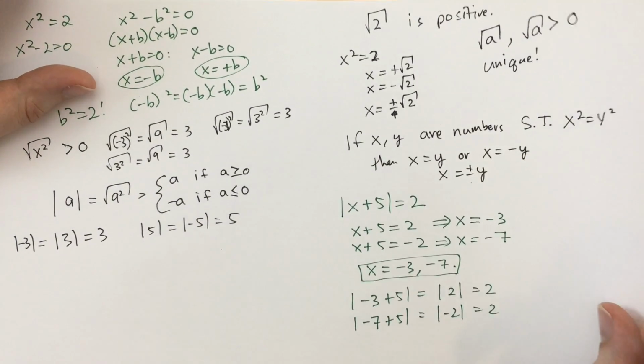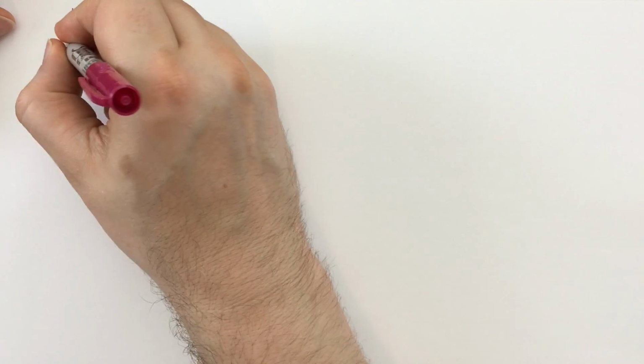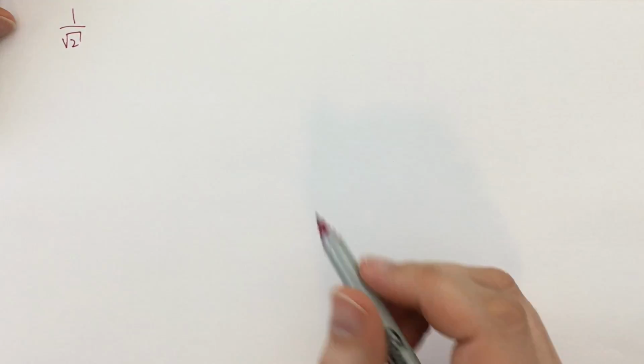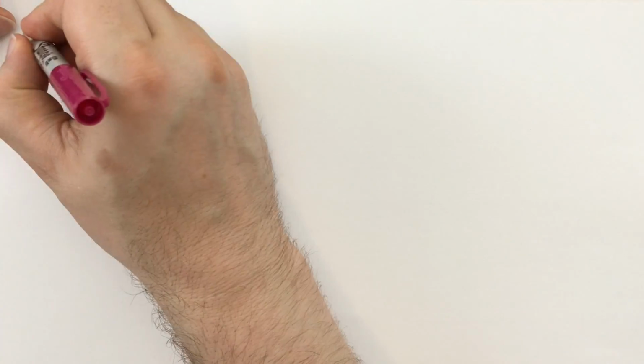Now, something interesting that people do, and this is kind of cool. It's a cool little trick. The honest truth is we don't use it that much, but some people are very conscientious about this. They don't like to have roots in the denominator. So if you have the square root of 1 over the square root of 2, right?